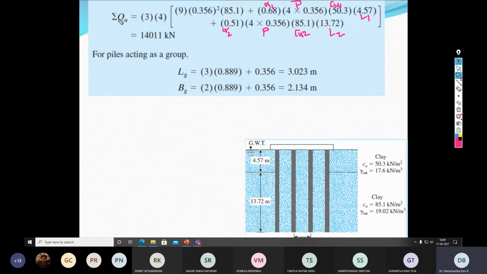So this gives the ultimate pile bearing capacity as 14011 kilonewton. So if anybody has any question, please ask me right now.